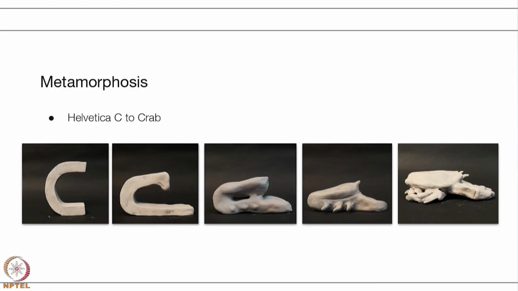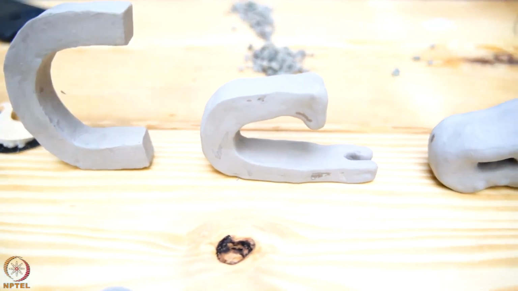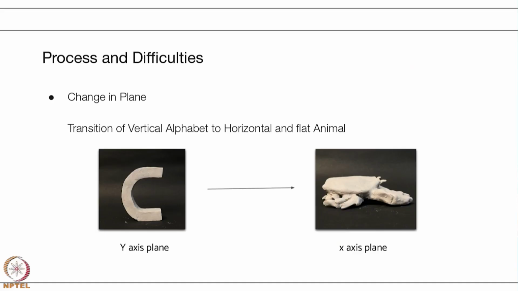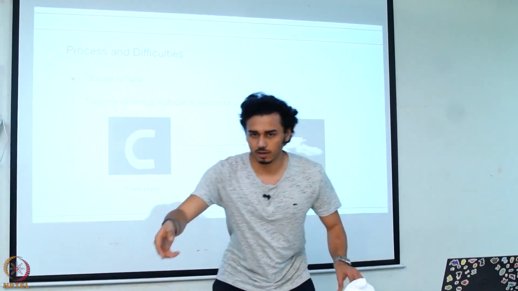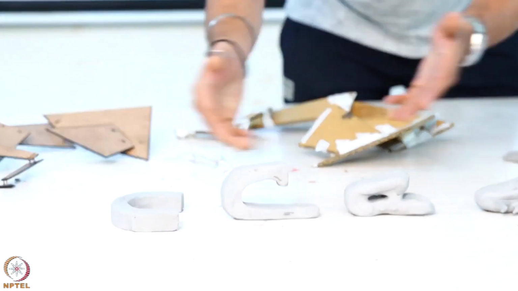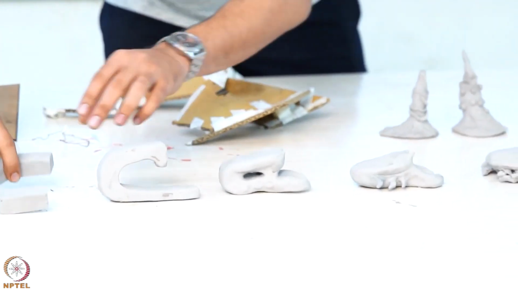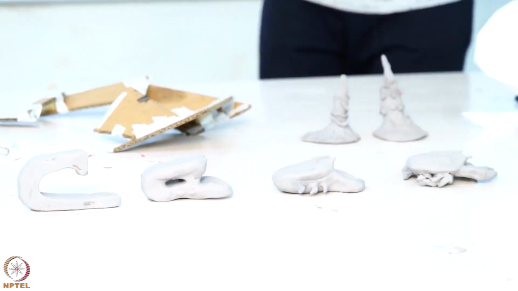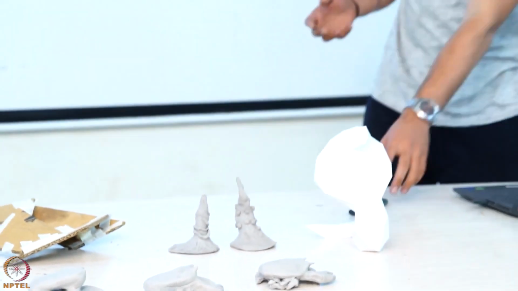So first one is metamorphosis. Here, the task was quite difficult for me because I took letter C and I had to convert it to a crab. The first thing which came to my mind was, how should I take a y-axis plane or x-axis plane for my animal? Like you can see over here, the task was to take either this, or to keep it in a y-axis plane. So I chose a difficult one, which actually was difficult.